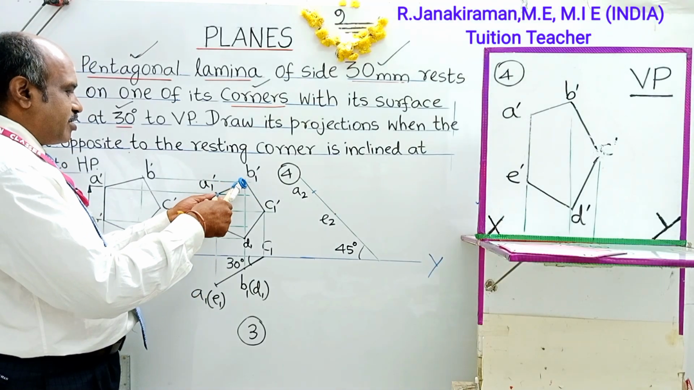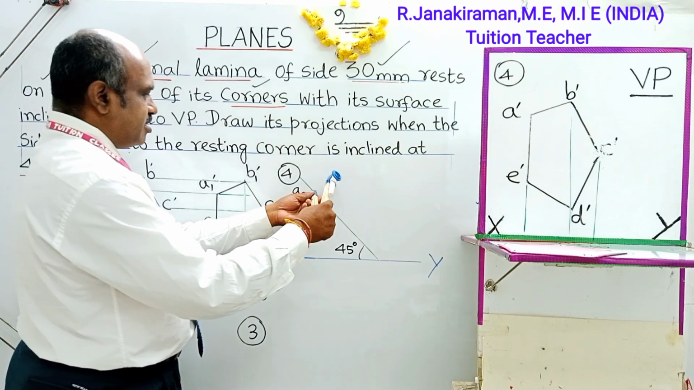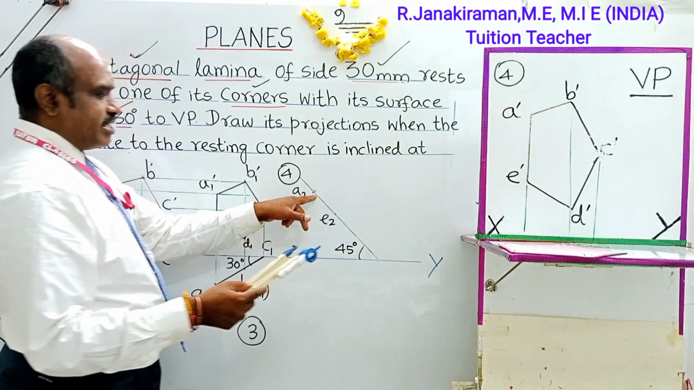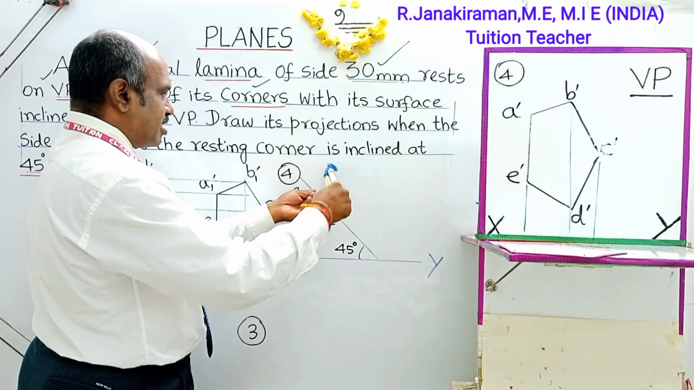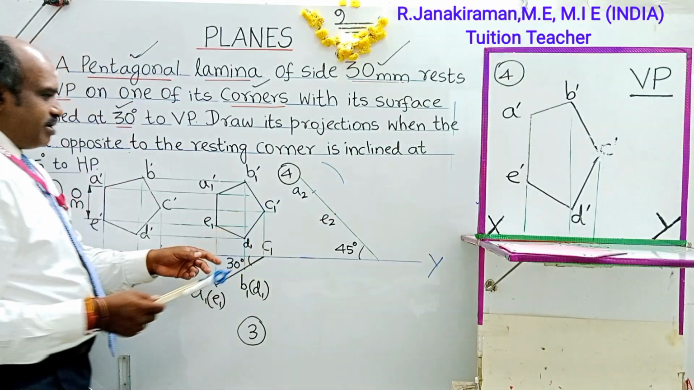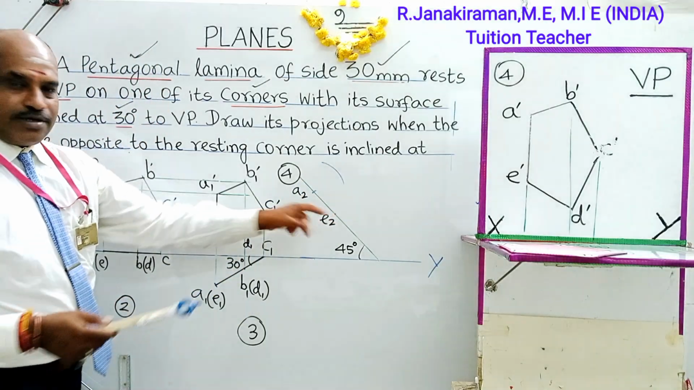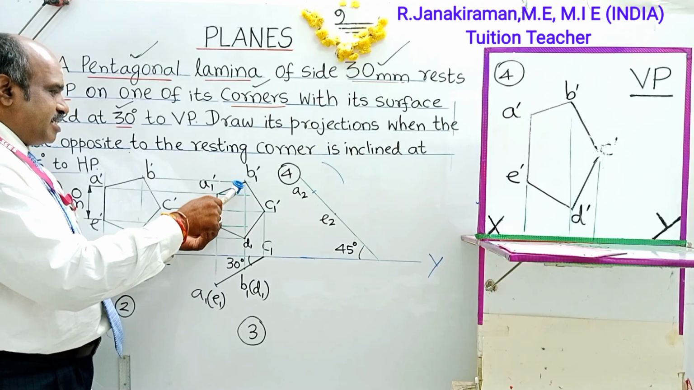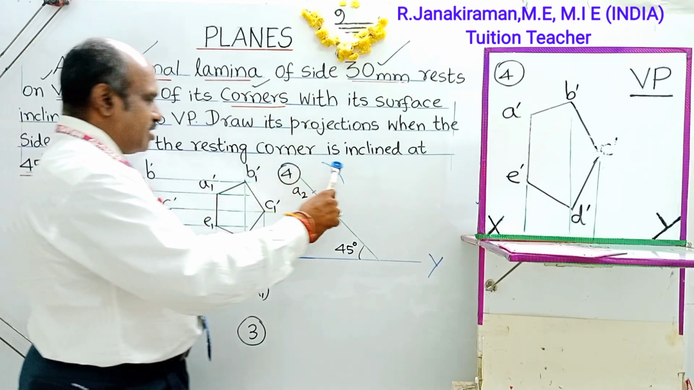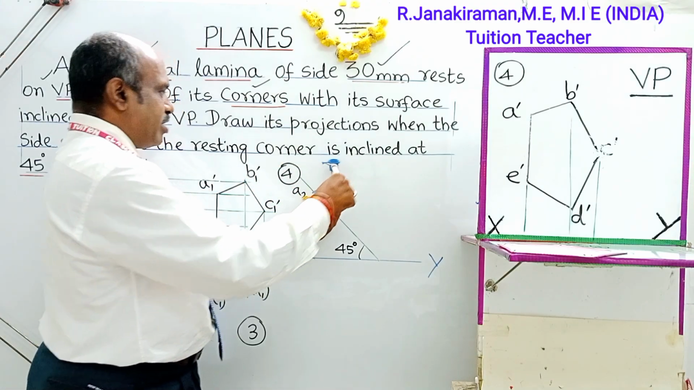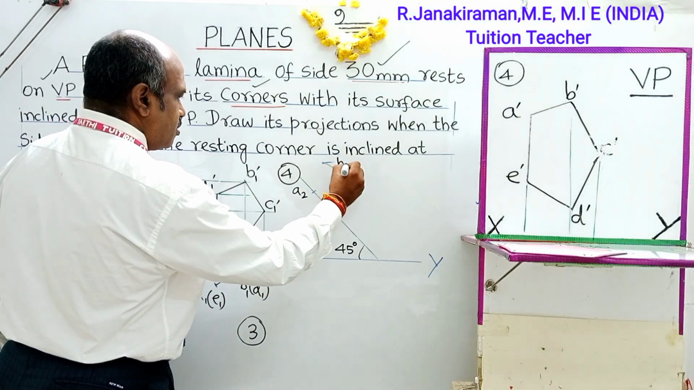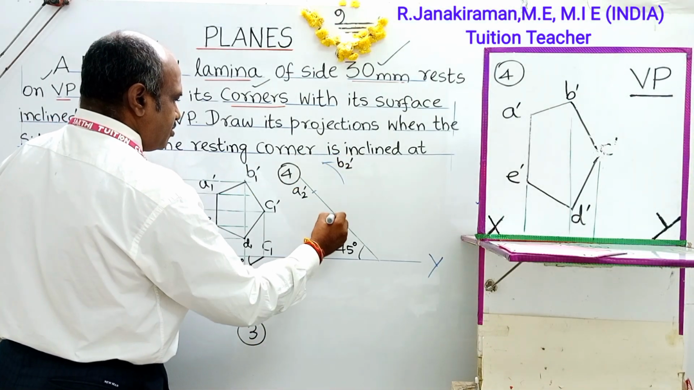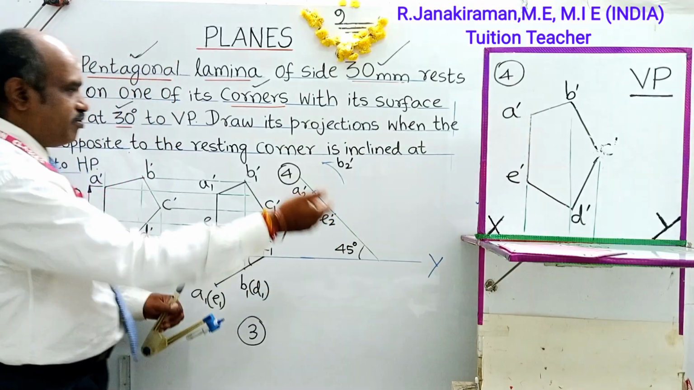Take AB distance in your compass. Cut an arc on this, keeping A2 as center. Similarly, from E you take the distance EB. Both arcs intersect at this point. It shall be marked as B2 dash. Dash will come for front view diagrams.